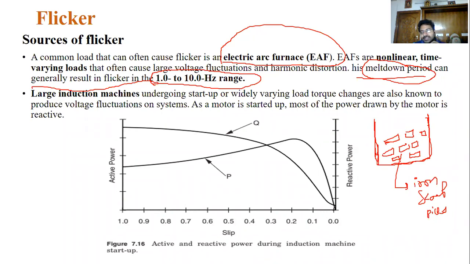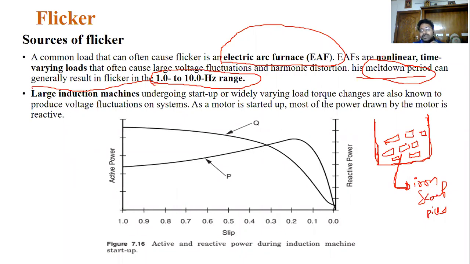So these pieces are trying to melt, and it takes some time. That period you can call a meltdown period. That will range from the 1 to 10 hertz range. That is the frequency range. How much time it takes depends upon how much current you supply to that electric arc furnace.